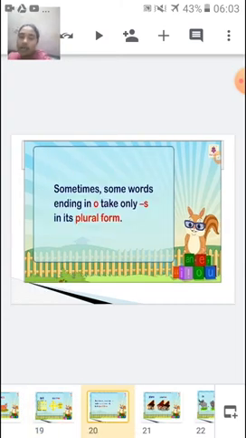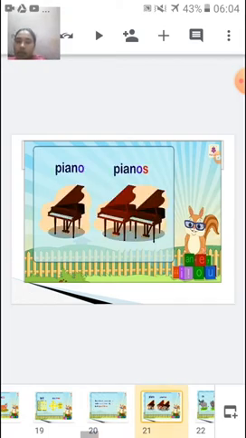And the next rule is, sometimes some words ending in O take ES in their plural form. So in exceptional cases, some words ending in O will have just S in their plural form. So what are those words? It is pianos. It is not pianoes, it is just a plain S. So piano becomes pianos.